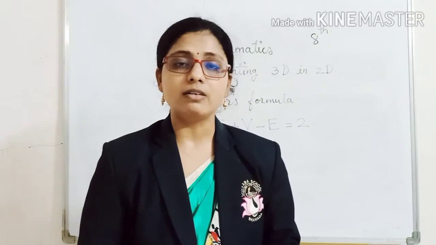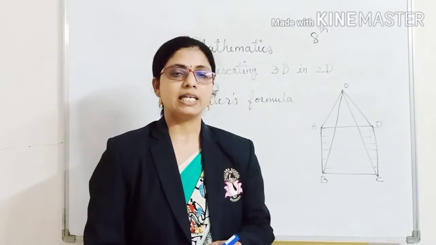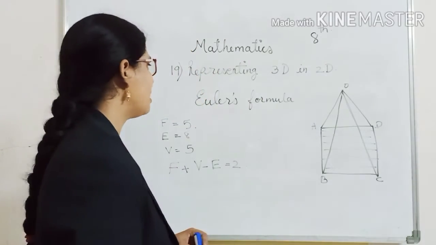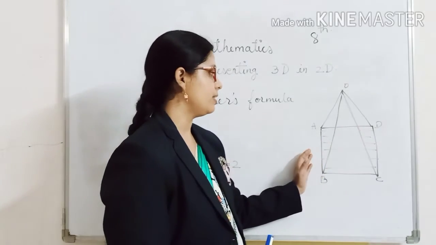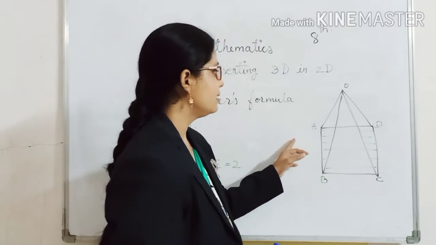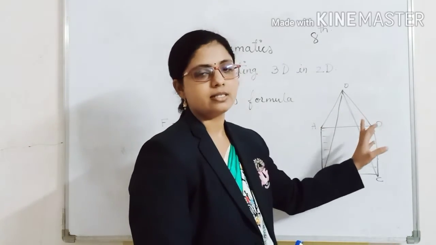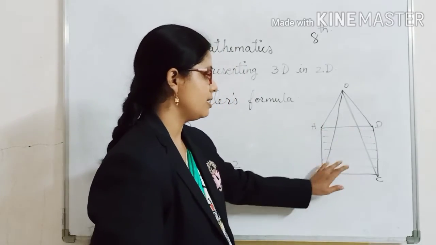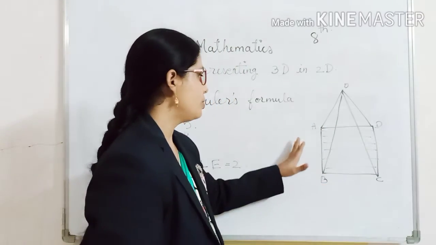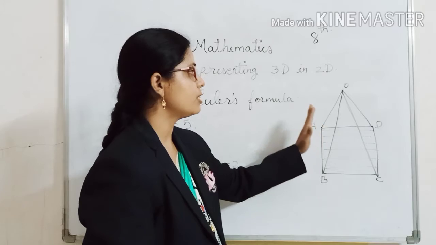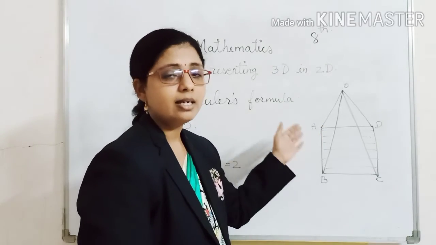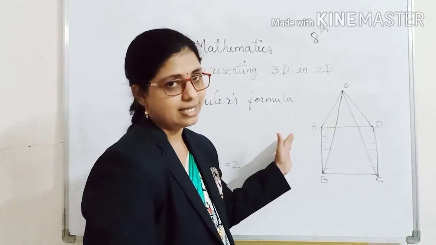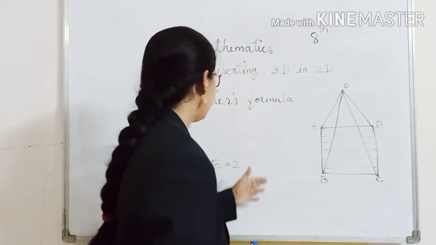For that we'll solve one example. Now look at this example. We have one figure here. In this figure you can see that a prism is given and its base is in a square shape. So in this figure we just have to count how many faces are there, how many edges are there, and how many vertices are there. Let us have a look.